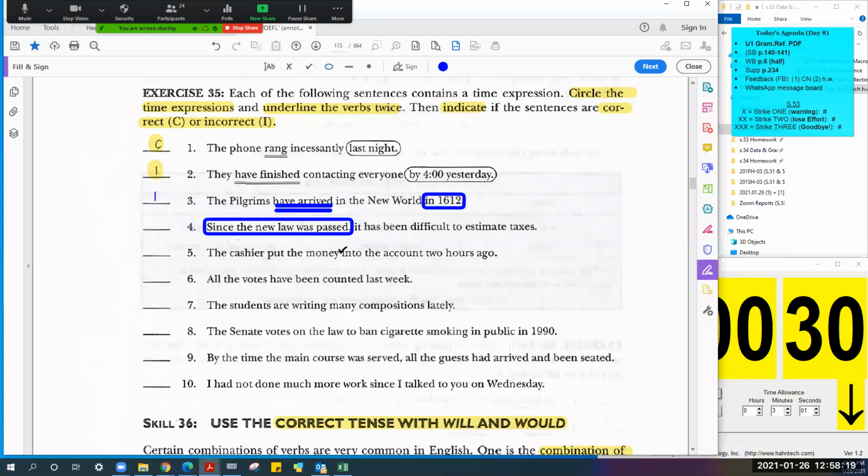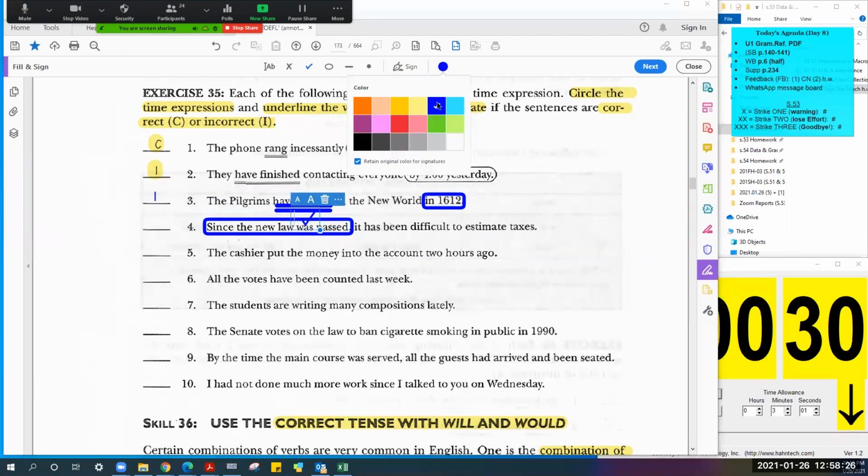Passive. It's passive, but what tense is it? Past. Past passive. You see that? It's past tense, right? So that means from that time. That's what it means. From that time. Now, is this example correct or incorrect?